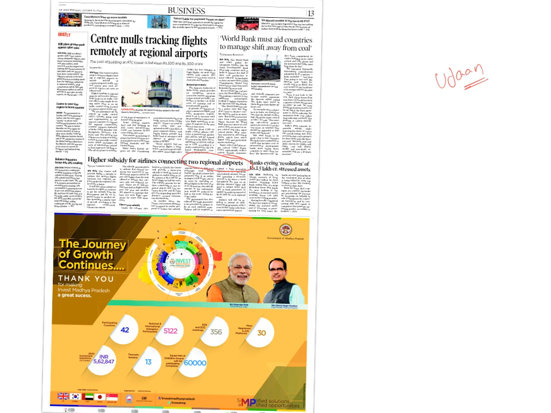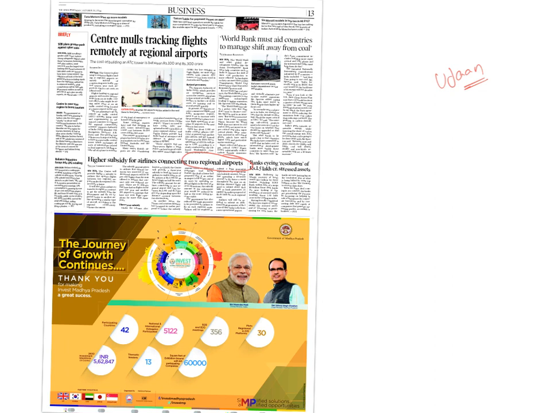So in this scenario, the government has agreed that there will be 10% or greater subsidy for airlines connecting the two regional cities. And there will be a subsidy for use of the airport facilities. And if an airline is filling its seats more than 90%, then it will be declared that the route has become viable and the subsidy will come down. But this provision is being removed now.